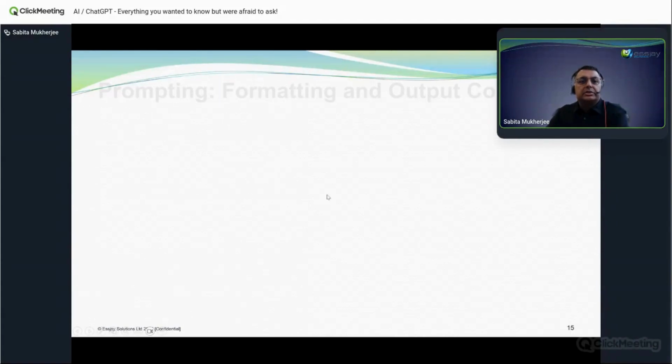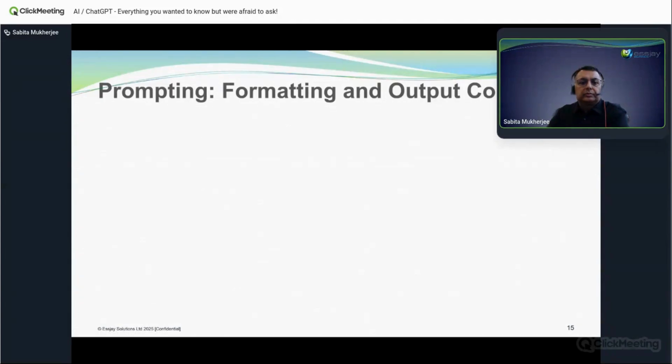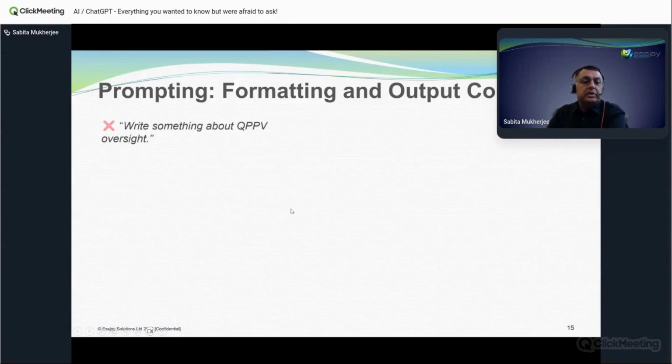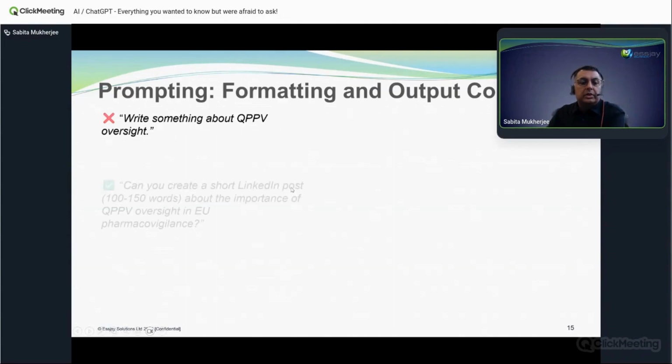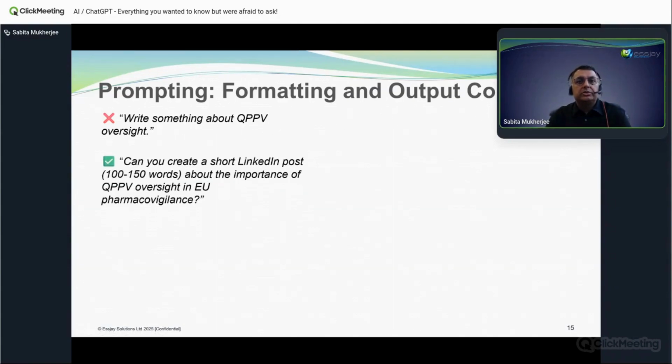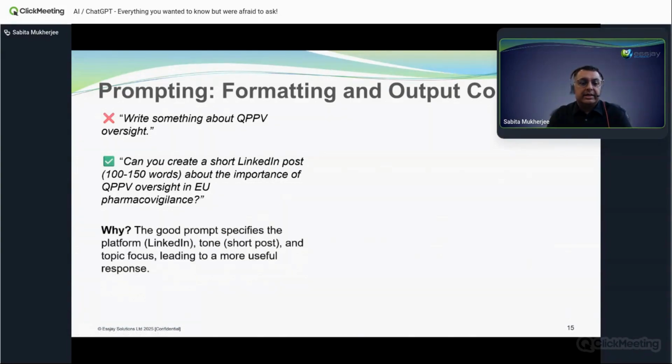Let's look at another example. Formatting and output control. A bad prompt, write something about QPPV oversight. A better prompt, can you create a short LinkedIn post, 100 to 150 words about the importance of QPPV oversight in EU pharmacovigilance? Why is this prompt better? The good prompt specifies the platform, in this case LinkedIn, the tone, in this case it's a short post, and the topic focus, and this will lead to a more useful response.